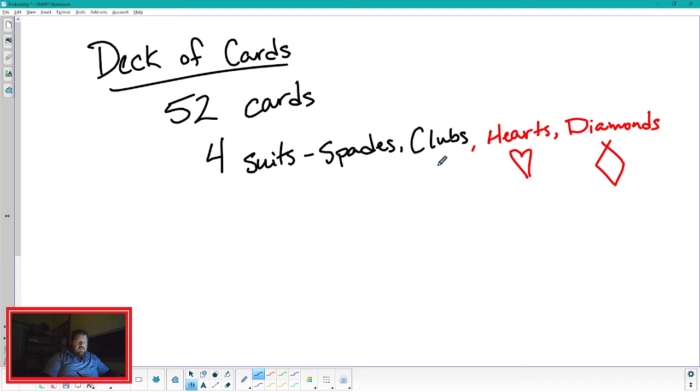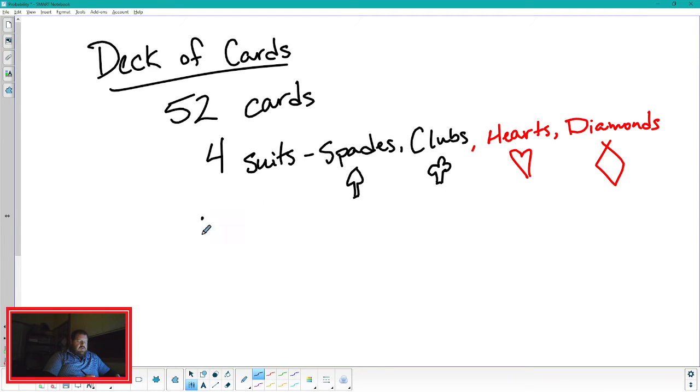Clubs and spades are ones that people generally aren't too familiar with. That's a pretty bad club, but kind of like that. And spade kind of looks like an upside down heart. Okay. And I mean, that just reminds me when I was a kid, I would always say clovers and shovels, because that's kind of what they look like. Okay. So we've got 4 suits, hearts, diamonds, spades, and clubs. And in that we have 2 colors, the red and the black.